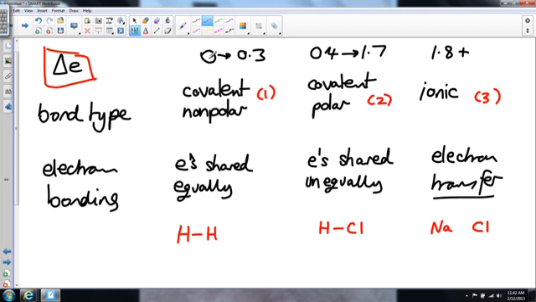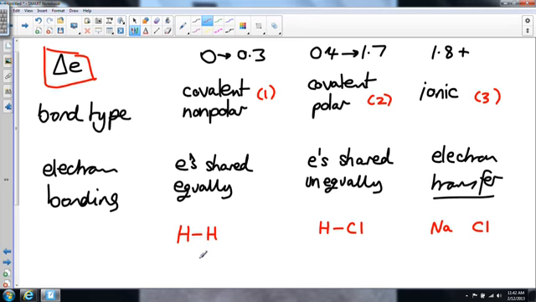If there's a small difference in electronegativities of the two elements, the electrons will be shared virtually in the middle. The bigger that difference, the more the electrons are displaced towards one element. And if the difference is so big that there's no sharing at all but the electrons are actually transferred, then you get ions.